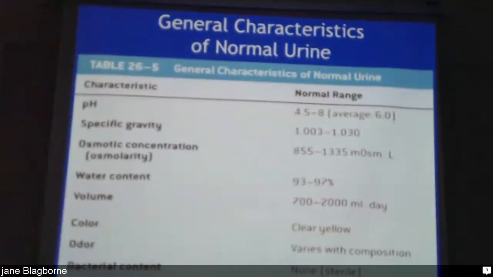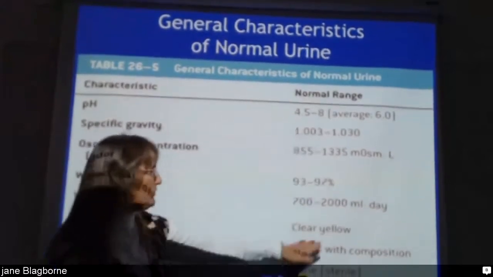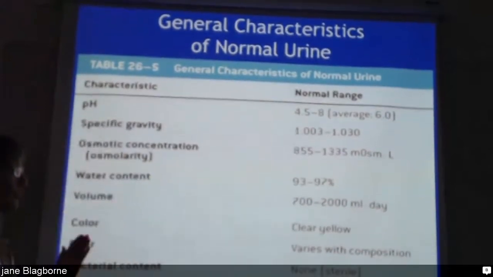This is just a PowerPoint of the pH and the specific gravity. When you do the dipsticks on urine, on the side of the bottle, you have all this information, right? It tells you what the averages are, what the normals are, so you know what the variance is. You don't have to memorize all that stuff because it's written right on the side of the bottle.